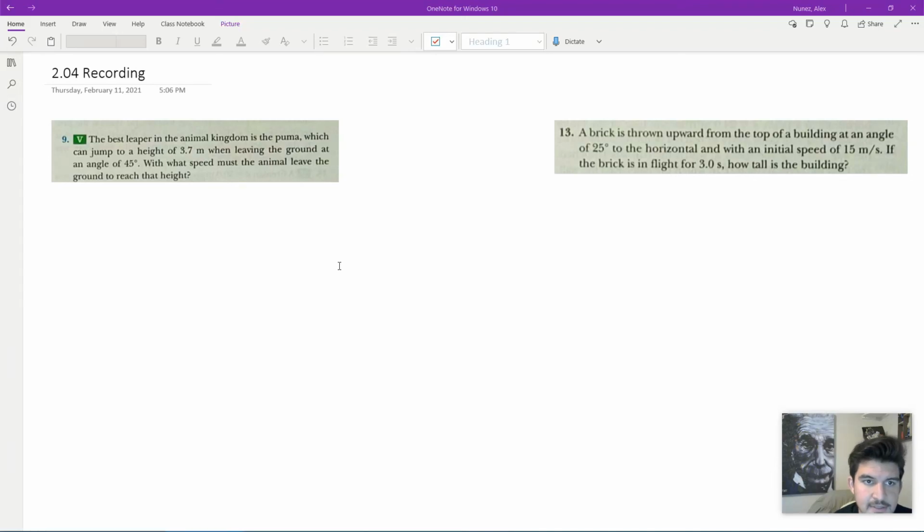Hey AP Physics. Today we're going to look at the 2.04 practice problems. I asked you to complete number 9 and number 13. Let's start with number 9.